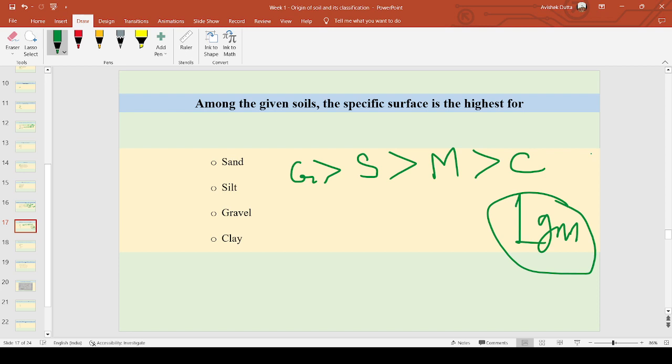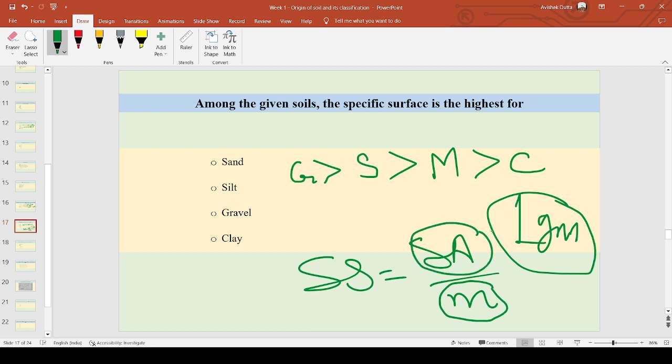The more particles present, the more area associated with the particles, and hence the more surface area. As I've said, specific surface is equal to surface area per unit mass. If mass is constant and surface area is more, then the specific surface will also be higher. Hence, clay has the highest specific surface among all these kinds of soils. Is it clear, everyone? If it is not clear, I can repeat once. You can tell me, and if it is clear, I'll move on to the next question.